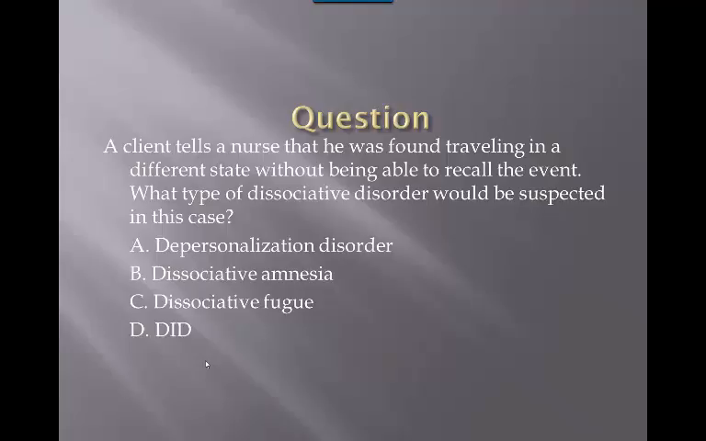Question. A client tells a nurse that he was found traveling in a different state without being able to recall the event. What type of dissociative disorder would be suspected in this case? And just to explain the bottom one, that's DID, that's the dissociative identity disorder. So in this case, I'm hoping that you chose C, dissociative fugue.